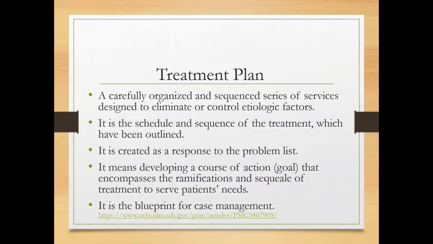So a treatment plan should be well organized, carefully organized, and sequenced. It's a series of services that are designed to eliminate or control etiological factors. It's the schedule and sequence of the treatment which has been outlined. It creates a response to the problem list. And so we'll have a problem list that comes after we have all this information gathering, right? It means developing a course of action and setting a goal that encompasses the ramifications and sequelae of treatment to serve the patient's needs. It's also a blueprint for case management.